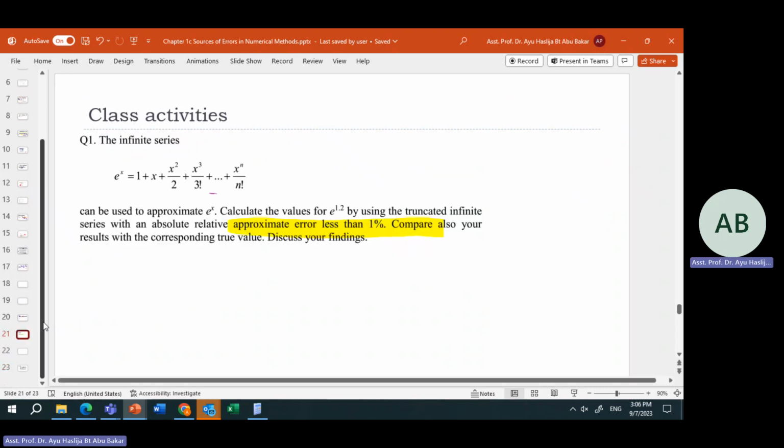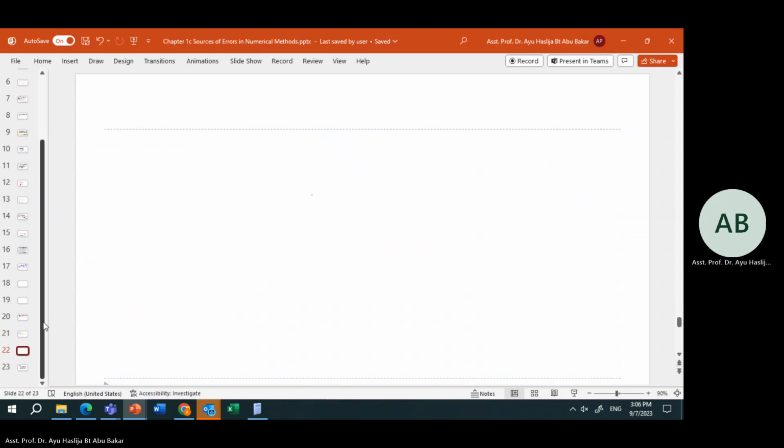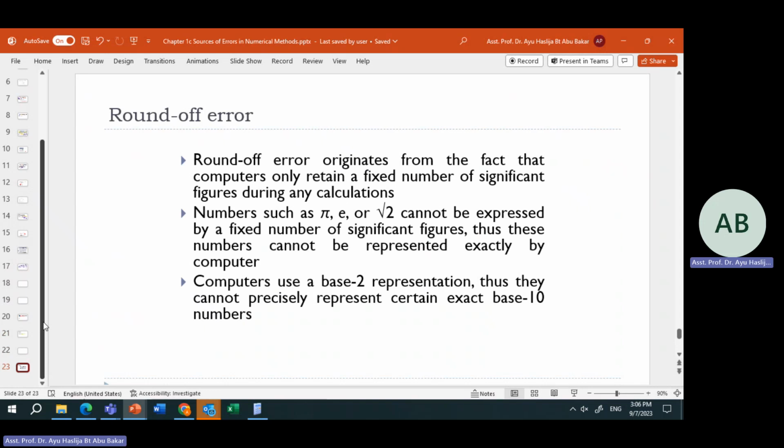Okay, so to conclude this topic, this one you can try on your own. No, this one is the one that we did just now. So another error is the round off error. Previously, we had the truncation error, where from the Taylor series, you truncate according to the term, first term or second term, until you get the lower percentage error.